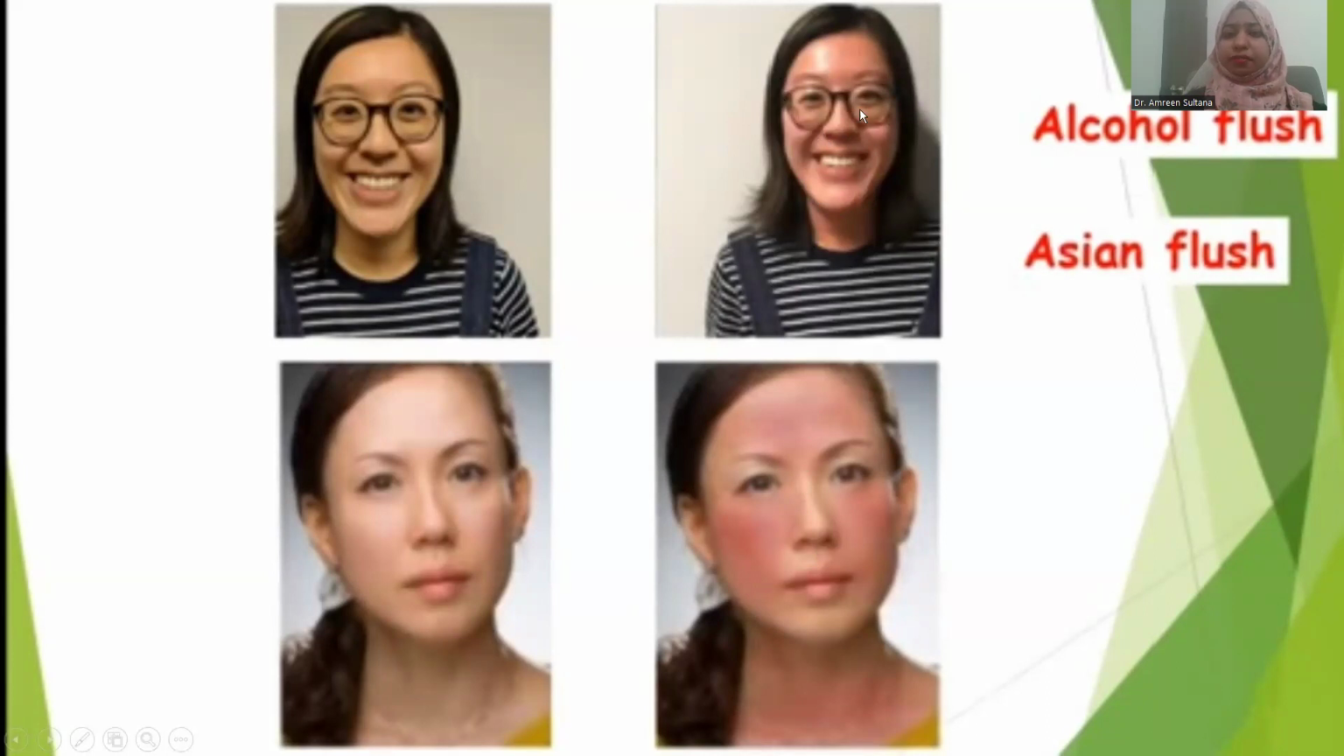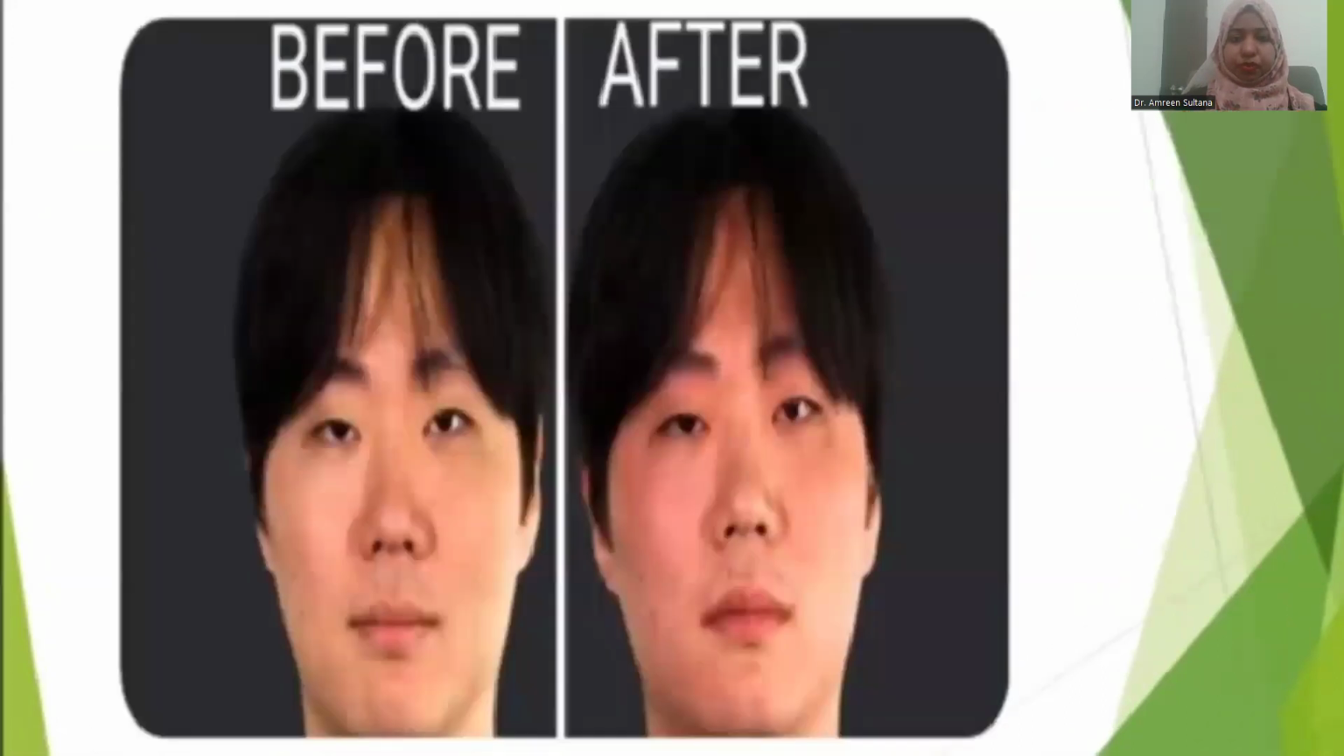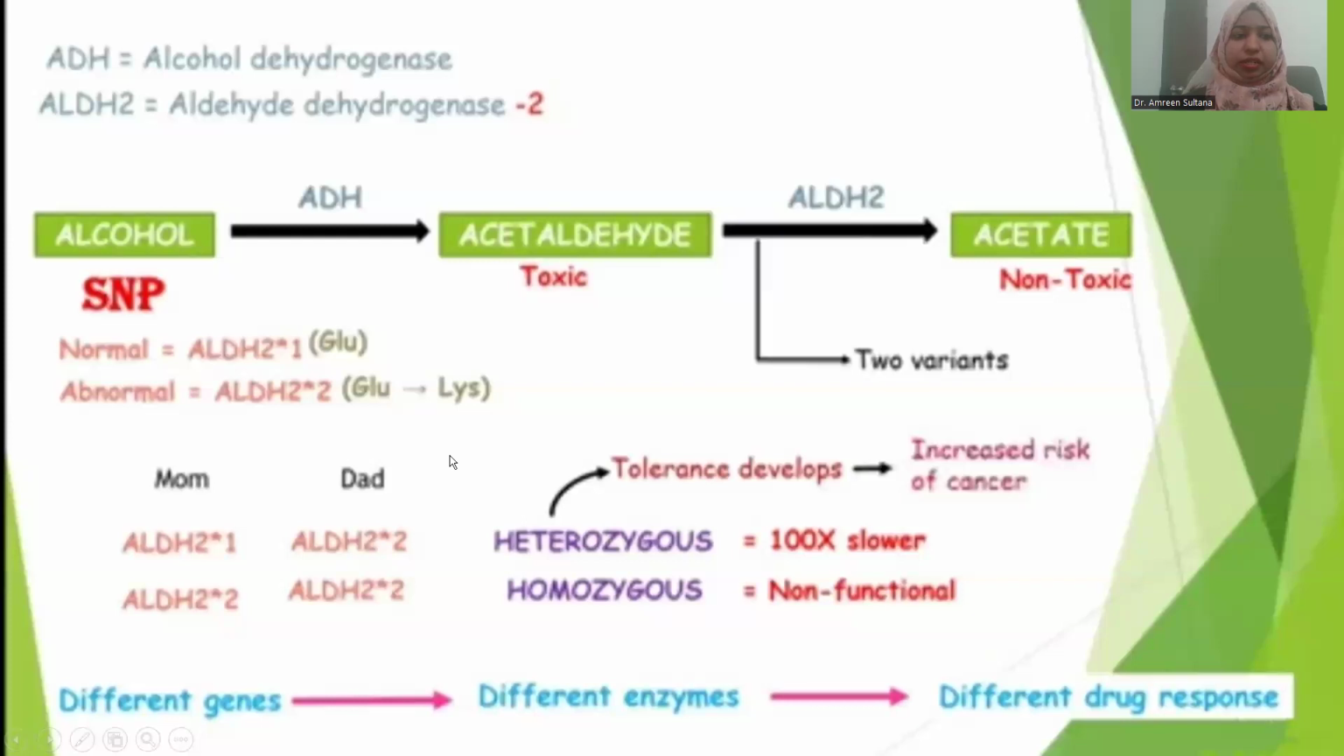Alcohol flush means there are changes in the facial condition. Now in this case you can identify it: there is a fluffy face here. It may be due to an arrhythmia condition, or sometimes it may involve the complete body. Here the face is slim before, but after it is completely fluffy. So this condition is alcohol flush. It may come due to the arrhythmia condition, or the neck, or sometimes the complete body.